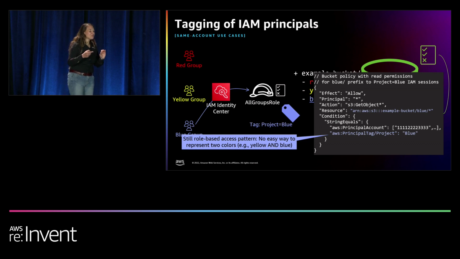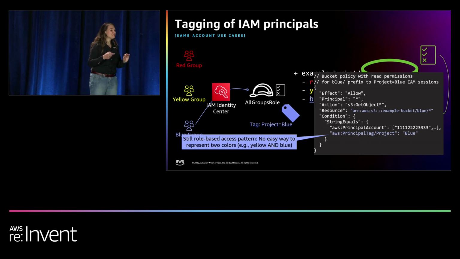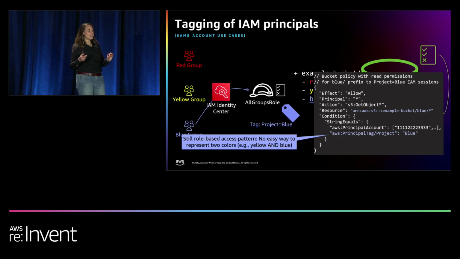But even though we're using tags, this is still role-based access here. Why? Okay, so what we've done here, tags are just key-value pairs in AWS. So I can have nothing's infinite, but I can get infinitely many different projects in here.